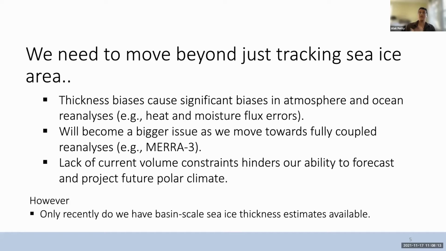Also, we need thickness to constrain volume. So thickness times area equals volume. And yeah, as I'll show in the next few slides, the lack of current volume constraints really hinders our ability to seasonally forecast sea ice and also project forward on decadal scales as well. But the big caveat is, this isn't because people are lazy and don't want to do it. The big problem is that we generally have had a lack of reliable basin scale sea ice thickness data available to do this kind of work. But we're hoping that's starting to change now.